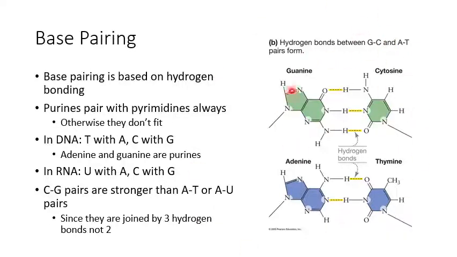On the top you have guanine and cytosine. On the bottom you have adenine and thymine. But if this was RNA, then we would have a uracil instead of this thymine, but the hydrogen bonds would be basically the same. So you notice that when guanine pairs with cytosine, it makes 3 hydrogen bonds, but when adenine pairs with thymine or with uracil, it only makes 2 hydrogen bonds. So because of that, the CG base pair is always going to be stronger than an AT base pair or an AU base pair.